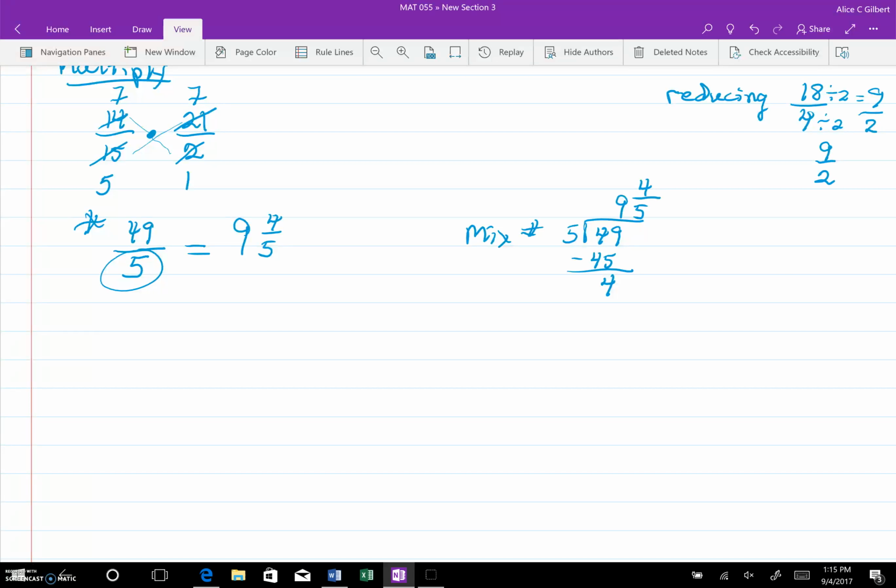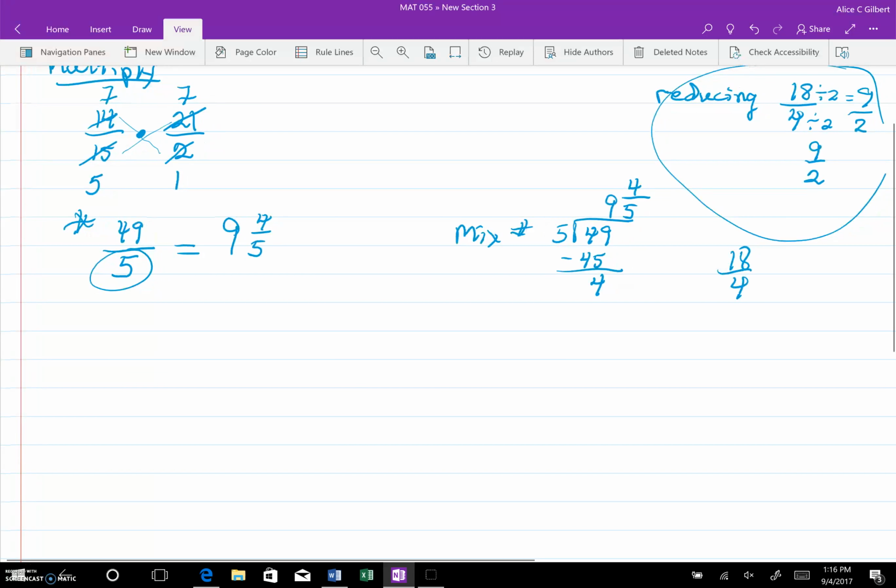It's different turning something into a mixed number than reducing. So I have 18/4, okay?